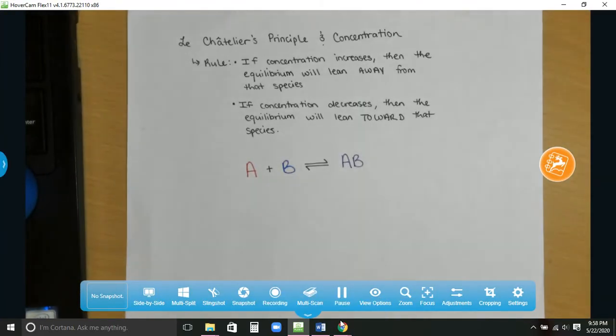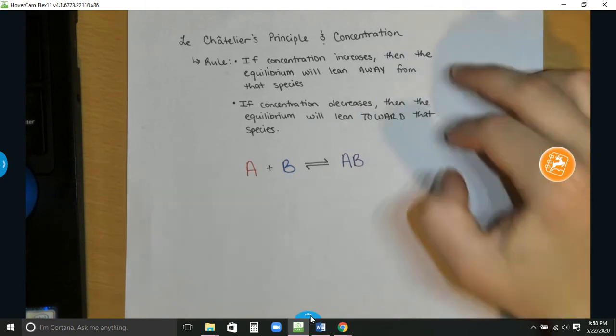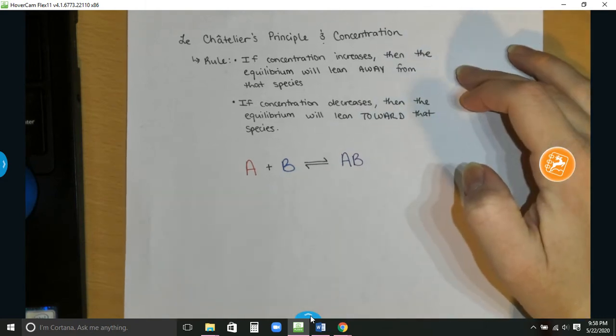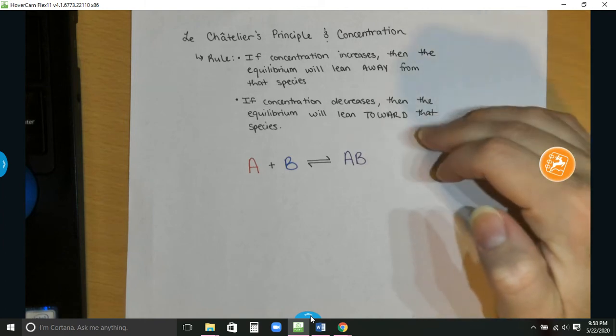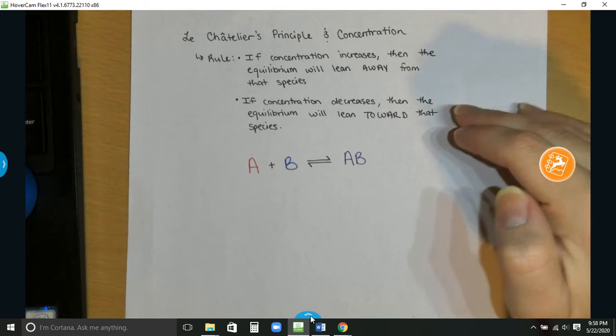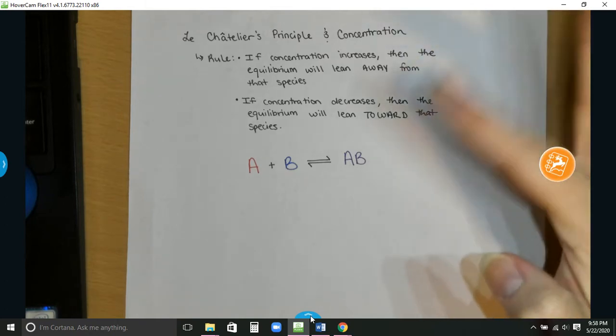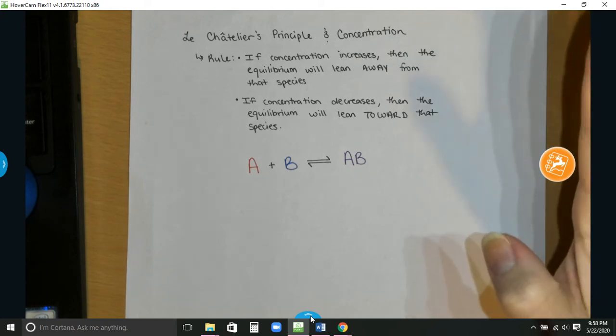All right, ladies and gentlemen, I am going to be doing two examples with Le Chatelier's principle and concentration. So remember, we've got our two general rules here. We say that if concentration increases, then equilibrium is going to lean away from that species. And if concentration decreases, then equilibrium will lean towards that species. So what exactly does that mean in practical terms?